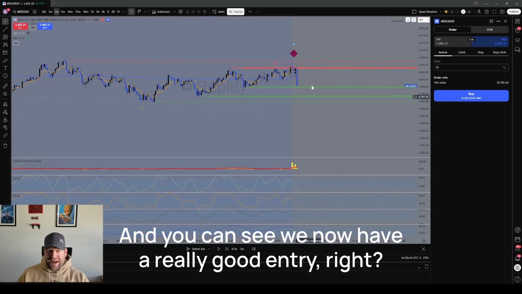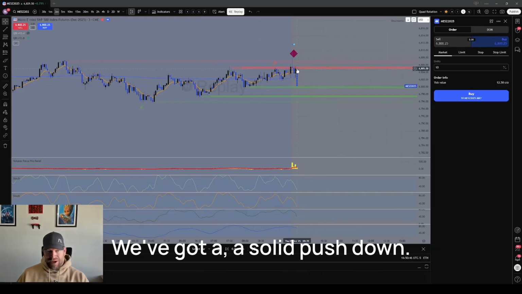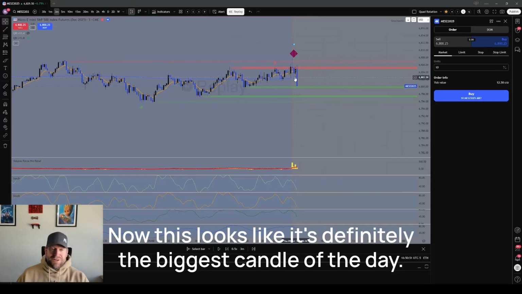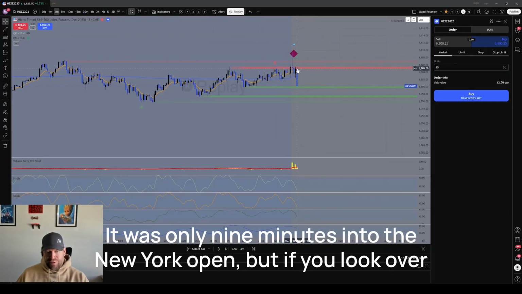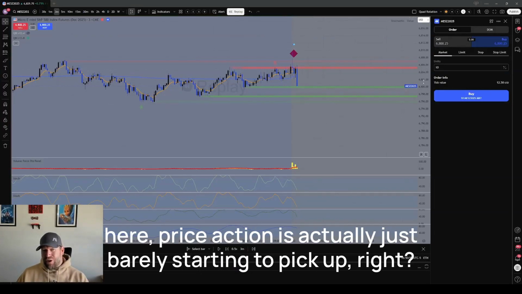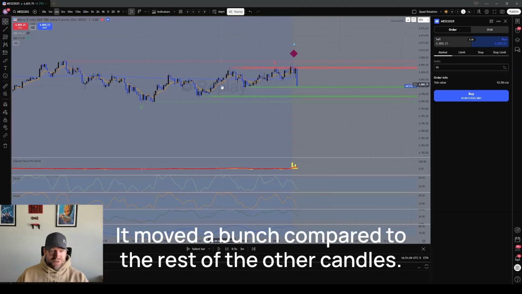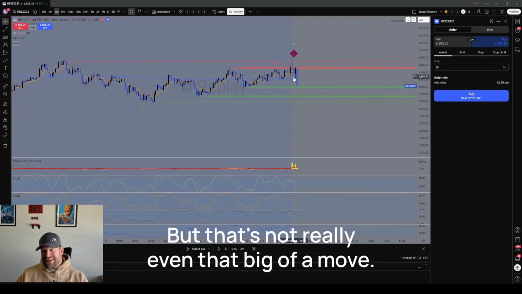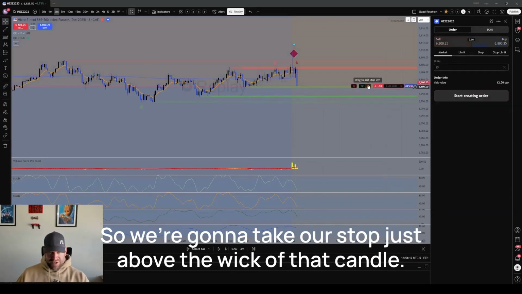And you can see we now have a really good entry, right? We've got a solid push down. Now this looks like it's definitely the biggest candle of the day. It was only 9 minutes into the New York Open. But if you look over here, price action is actually just barely starting to pick up, right? It moved a bunch compared to the rest of the other candles, but that's not really even that big of a move. So we're going to take our stop just above the wick of that candle.